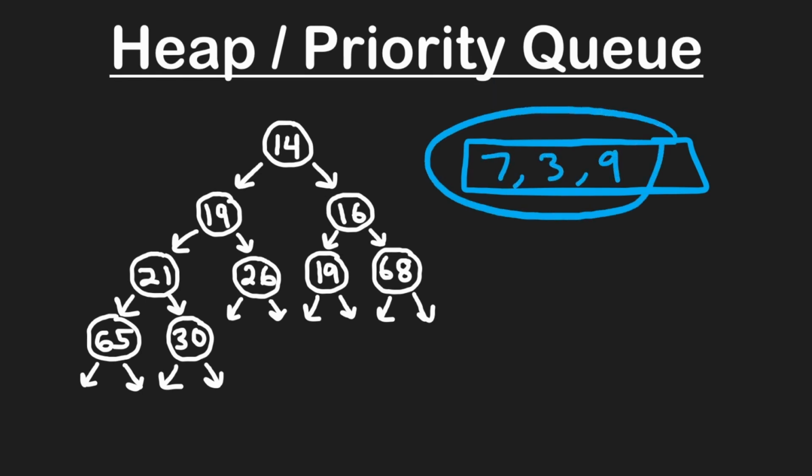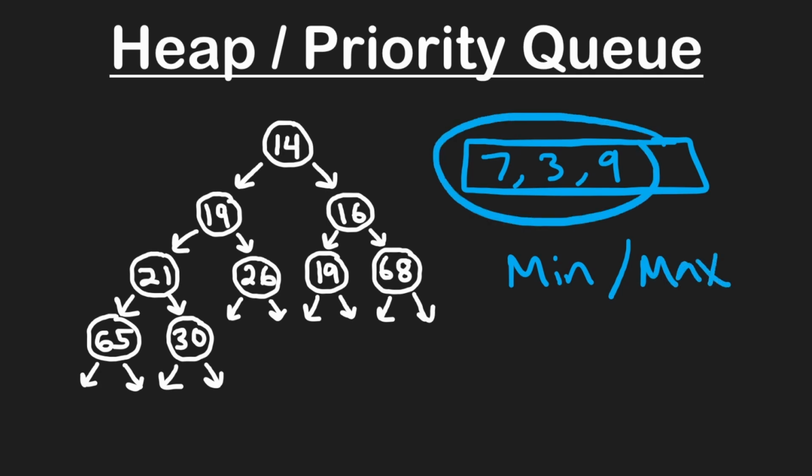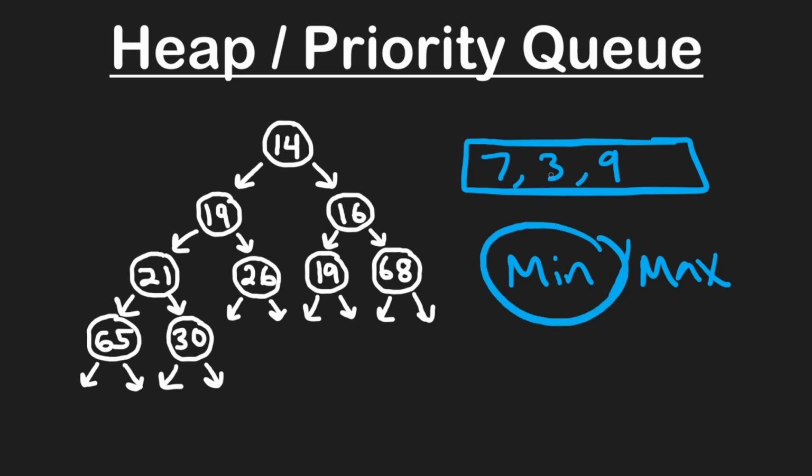So now which value are we going to pop first? Well, it depends on the priority of the values. There are typically two variations of this. One is the minimum priority and the other is the max. So in this case, we could prioritize the minimum values first. If we did it like that, we would first want to pop the 3, then pop the 7, and then pop the 9.